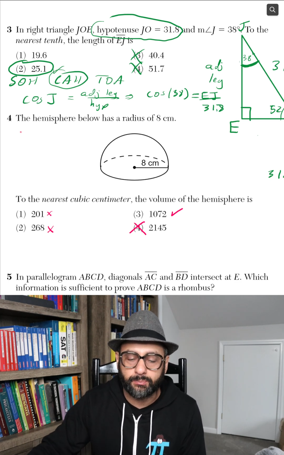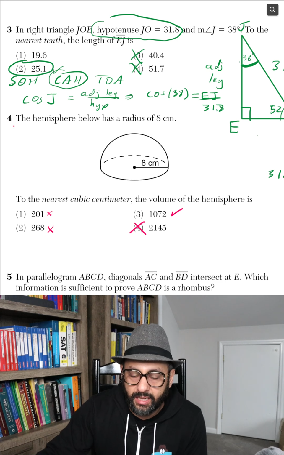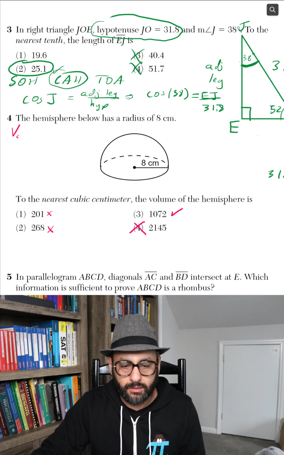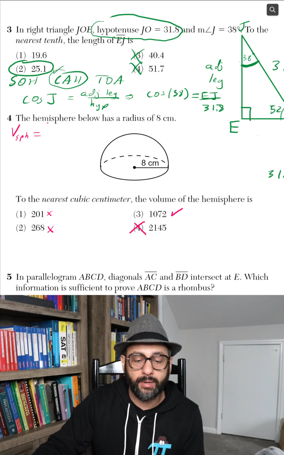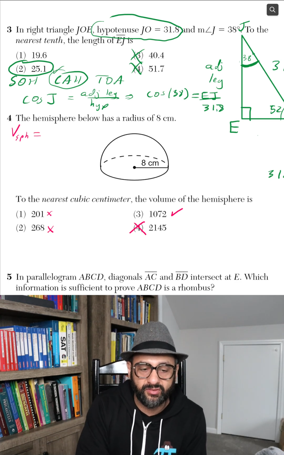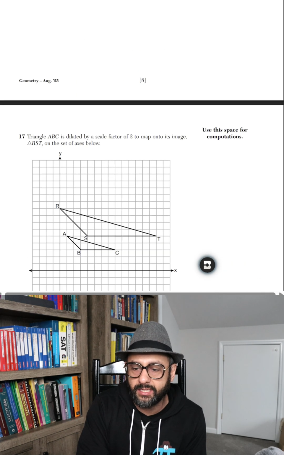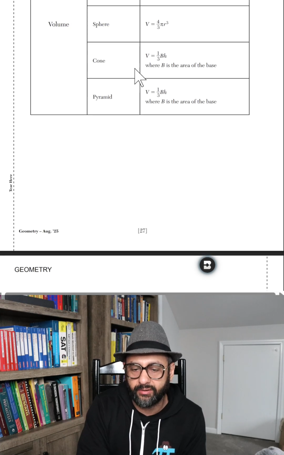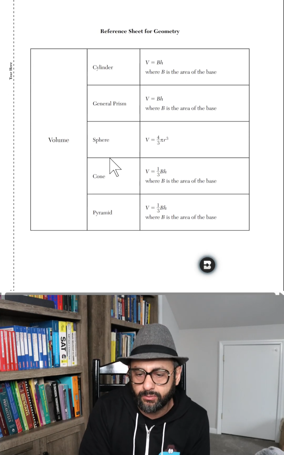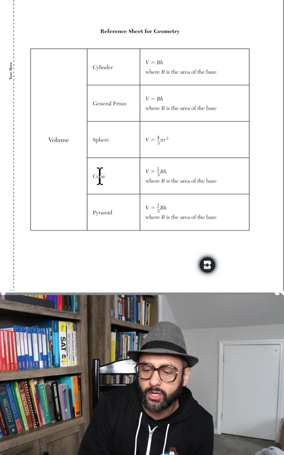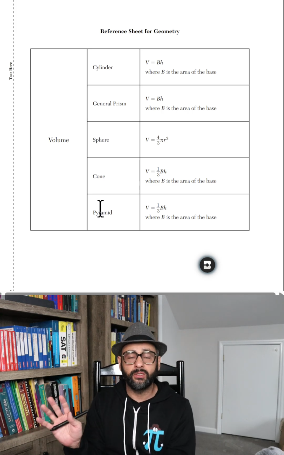So how do I get this problem? The volume of this shape. I got the volume of a sphere. Now you might wonder, do I have to memorize the volume of a sphere? And that's a valid question. Let's actually go to the Regents, go to the end of the Regents, and see what formulas they give. So they do give some volumes, including the volume of a cylinder, a general prism, a sphere, a cone, and a pyramid. This is the full formula sheet.